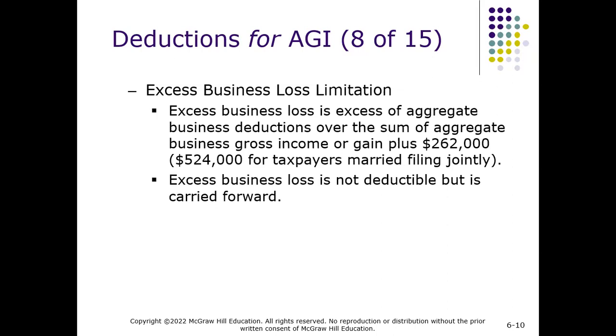Suppose Courtney, the taxpayer in this chapter that they've run all examples through, invested in a partnership. Now, partnerships are flow-through entities. That this year, her share of business loss from the partnership is $270,000.